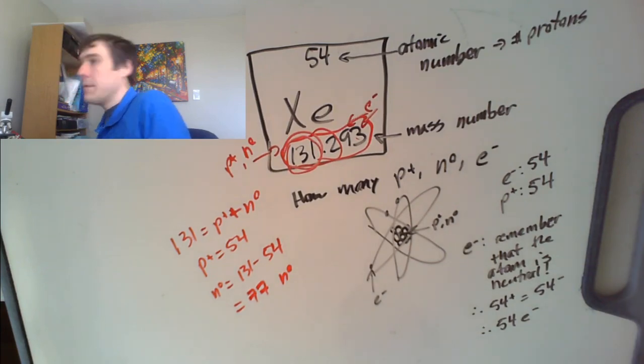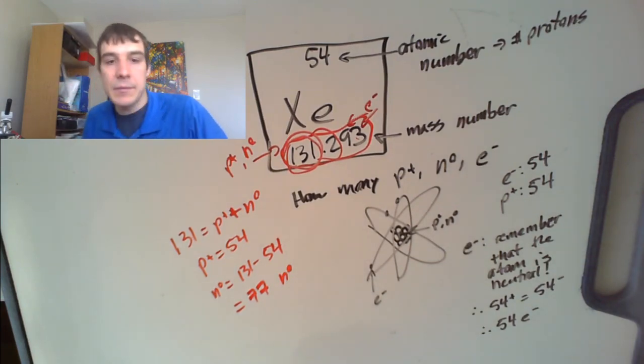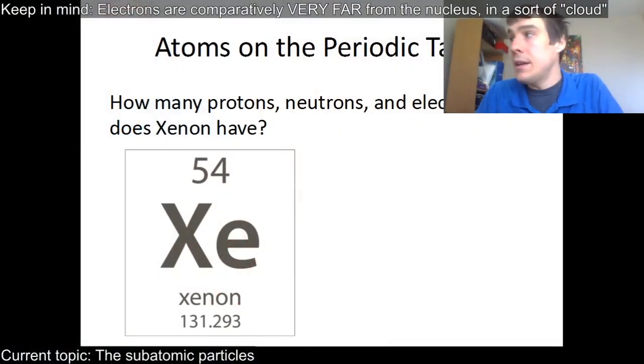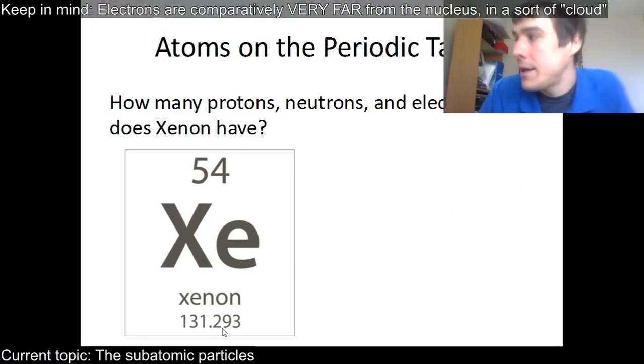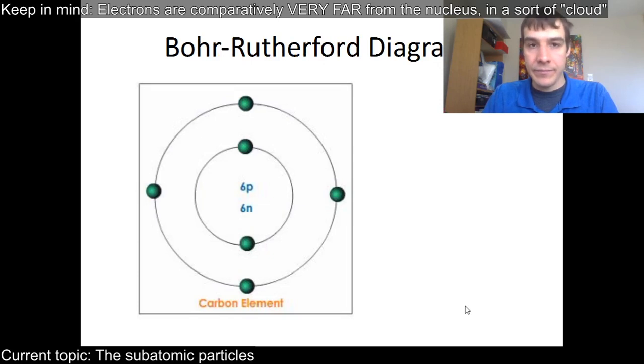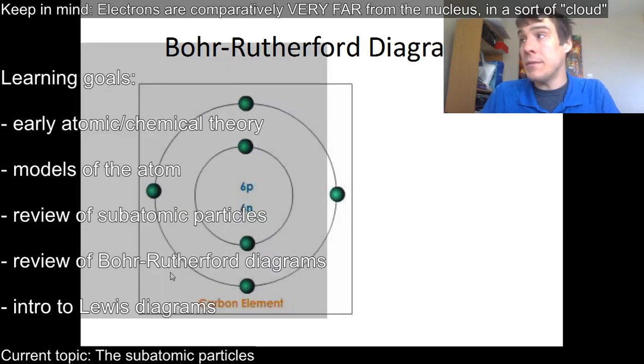So this is a little review of atomic numbers, of atomic theory, of the subatomic particles. You might wonder where that 0.2 comes from, where that 0.9 comes from. That's from isotopes. We're going to talk about isotopes later in this unit. Basically, you can have different numbers of neutrons, and this is a running average of how many neutrons you have. All right, next piece was reviewing Bohr-Rutherford diagrams.